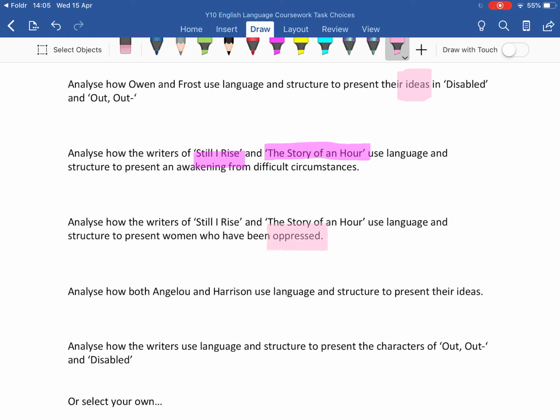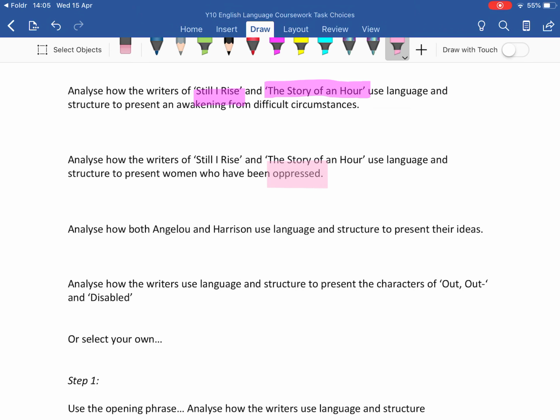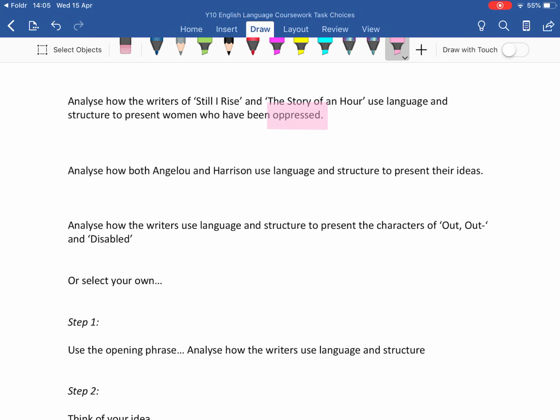So we've got one woman, an African-American woman who has been oppressed and her race has been oppressed in American history, against a woman who's been oppressed in marriage. We can write about how they've been oppressed, and we can write about how they are now feeling now they've been liberated from that. And then another option, analyse how both Angelou and Harrison use language and structure to present their ideas. Again, a very general question focus there.